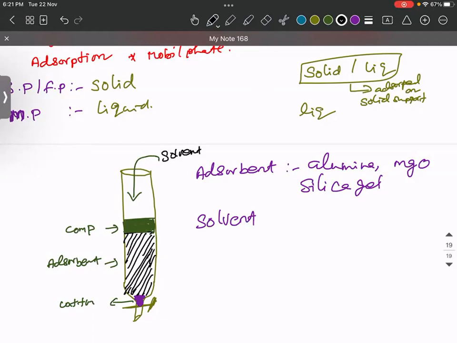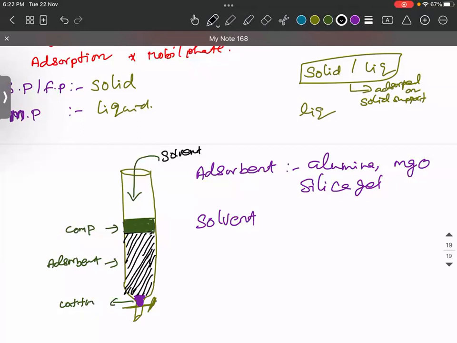So now you should know what is polar and what is non-polar. Then only you can do this chromatography. When there is an electronegativity difference between two atoms, that will be polar. For example, alcohol is more polar because of the carbon and oxygen. Oxygen is more electronegative than carbon. That's why it is polar. If you are taking a hydrocarbon, carbon and hydrogen, there is not much difference, so it will be non-polar.